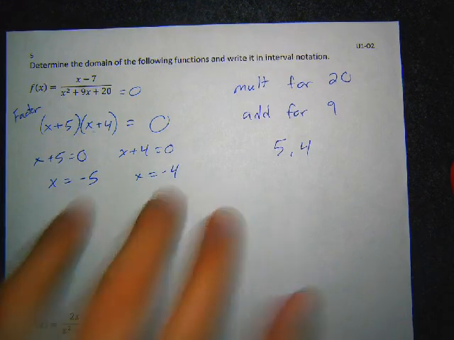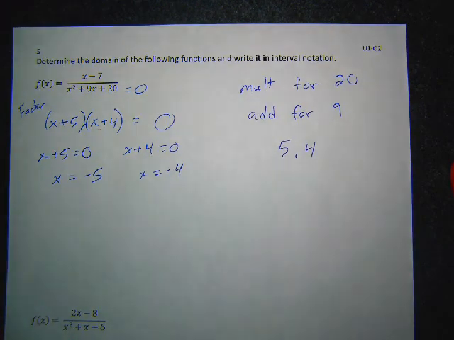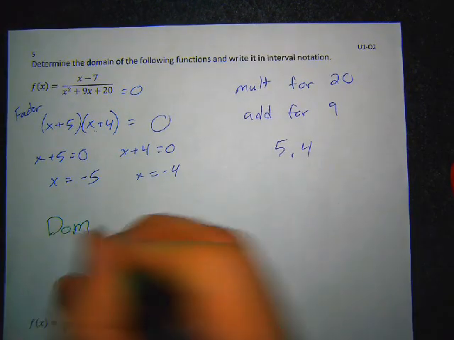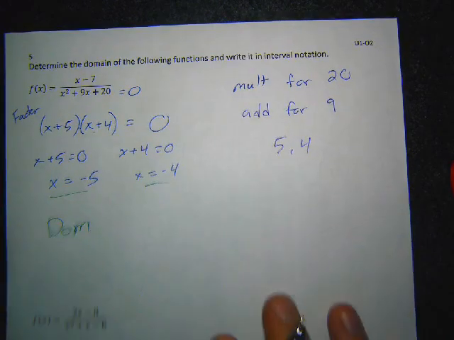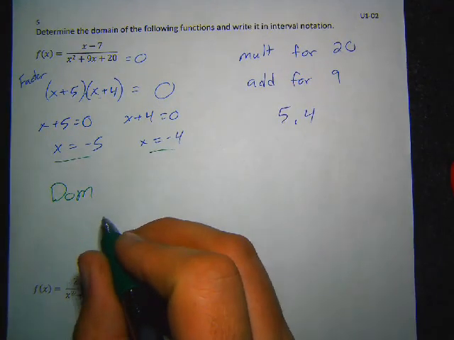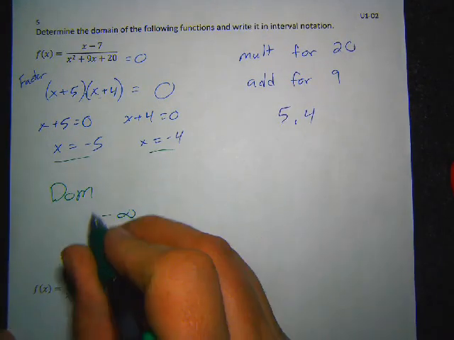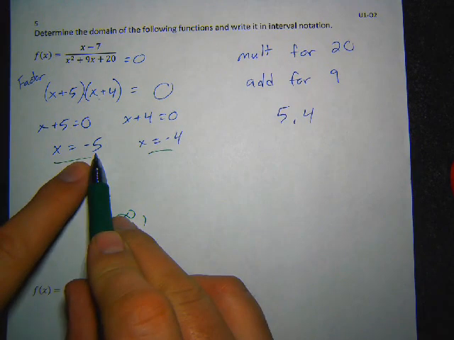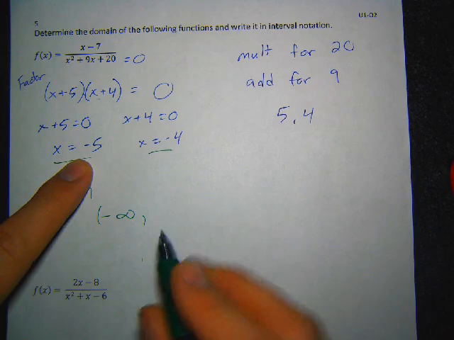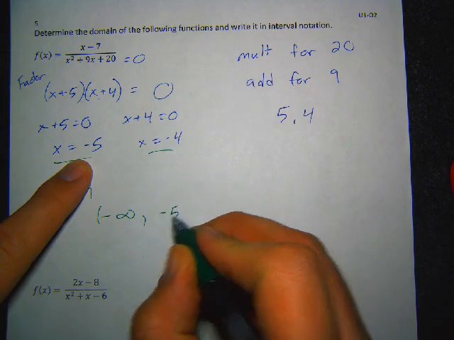We don't want those two numbers. So to write the domain for this function, we're going to write everything except those two numbers. We're going to start from the smallest I could possibly get, which is negative infinity. I'm going to include all the numbers until I hit the smallest one that I don't want to use, which is negative 5. So I'm going to put negative 5 here with a parenthesis.